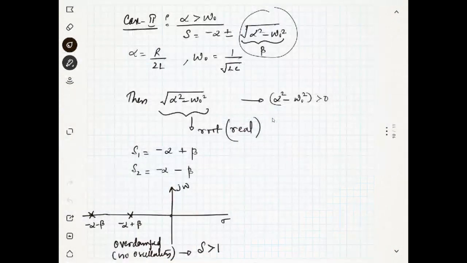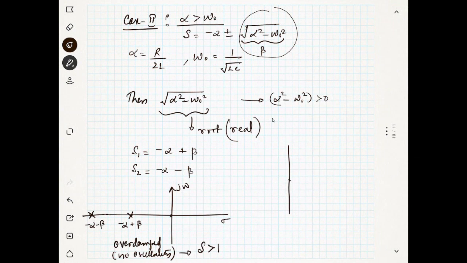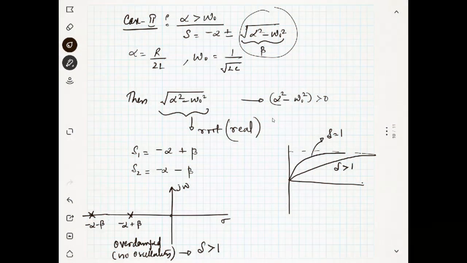So, clear, Doctor? Yes. How will the response look? The response will look like the voltage, suppose charging. You can see this will be a critically damped system, that means delta equals 1. An over damped system means a very slow response, delta greater than 1. This is Vc of t. There is no oscillation here. Am I correct? Yes.